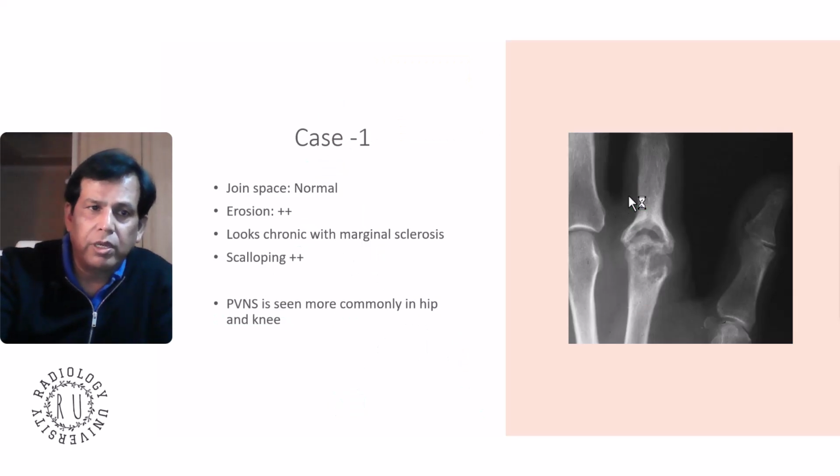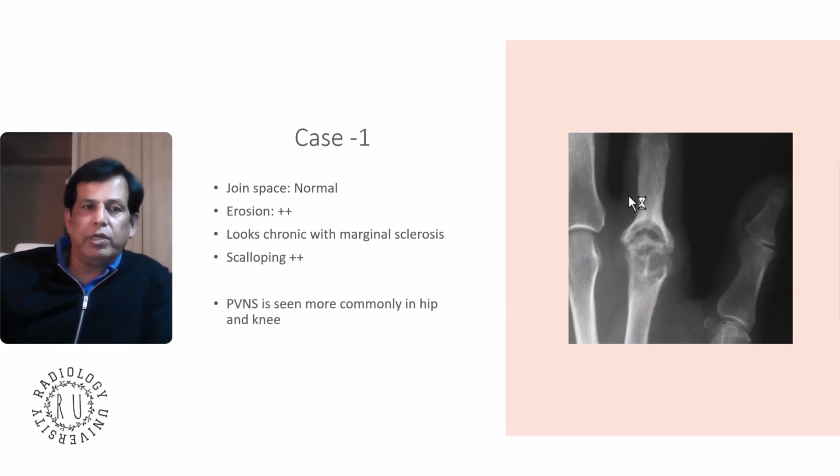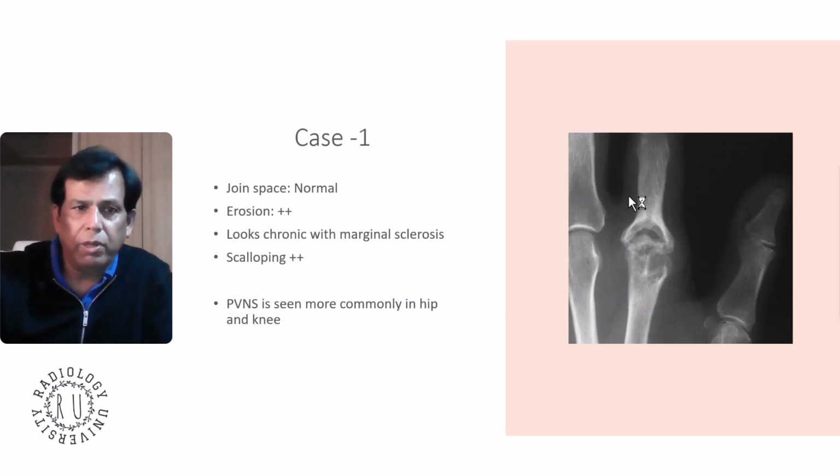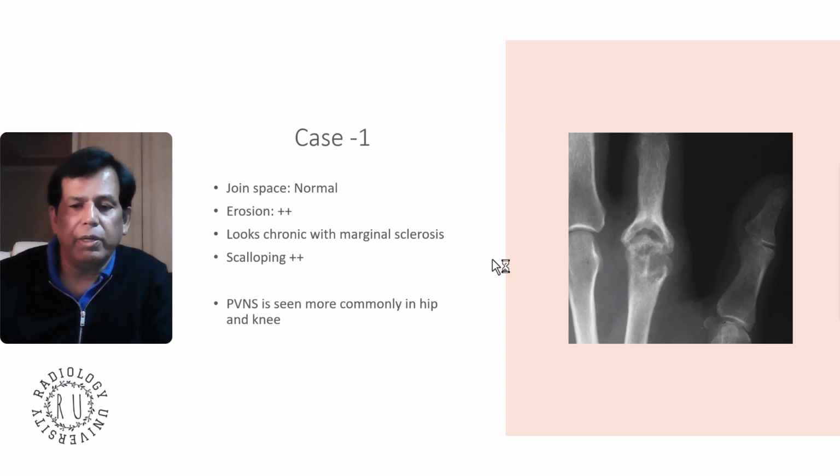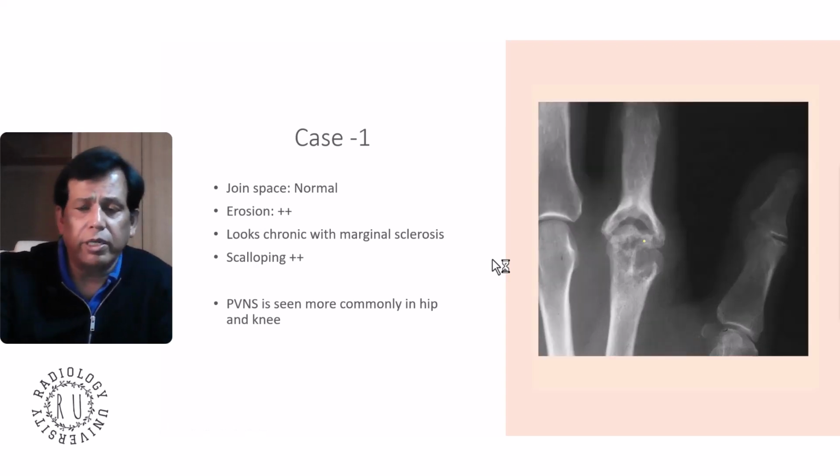As we went through it, you can see the joint space was normal, erosions were present, there was marginal sclerosis suggesting it to be chronic, and there was scalloping present as we said, with sclerotic margins, erosion, and normal joint space. So PVNS. The other places you can see it are hips, knees and shoulders. But remember that you may get this in the exam and in normal practice.